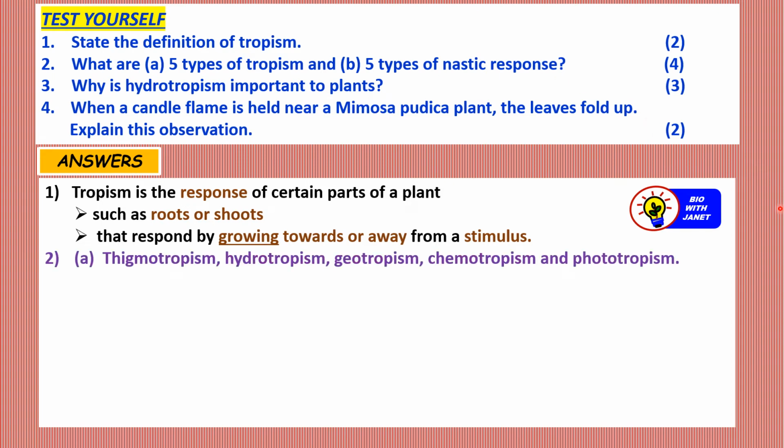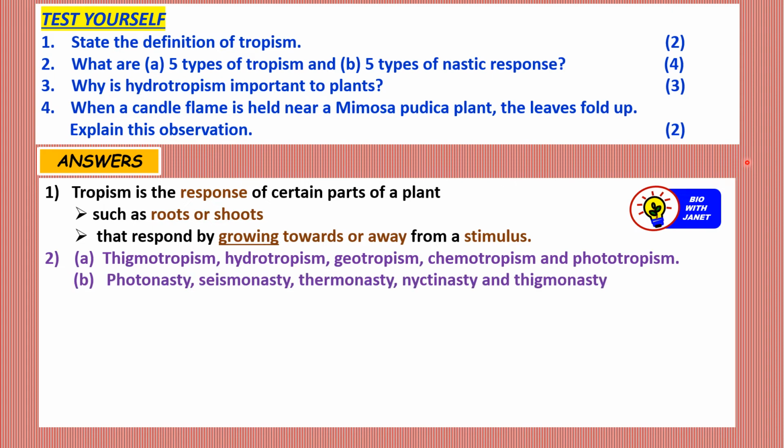Next, what are the 5 types of tropism? So thigmotropism, hydrotropism, geotropism, chemotropism, and phototropism. We have to know all these. And the 5 types of nastic response: photonasty, seismonasty, thermonasty, nyctinasty, and thigmonasty.